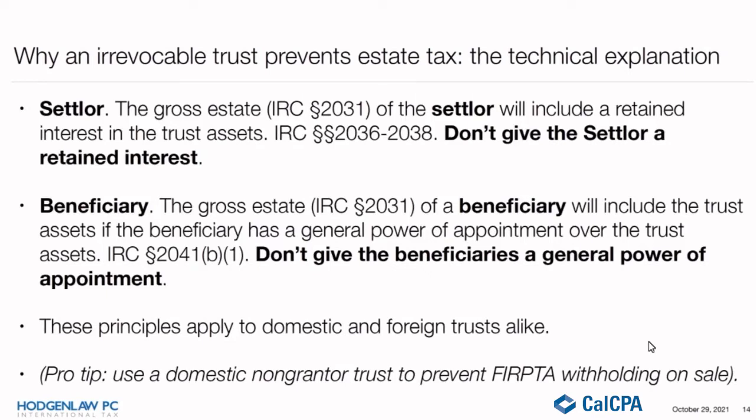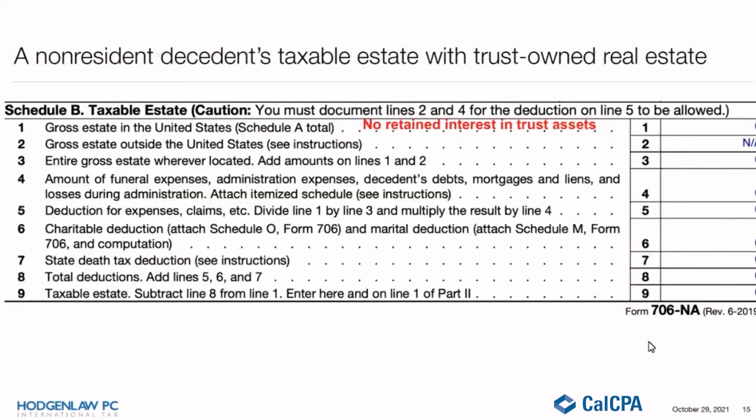Now, let's move on to the second one, why a foreign corporation prevents estate tax. So the foreign corporation is going to be a firewall against the estate tax being imposed on the estate of a non-resident alien decedent for a very simple reason. You ask yourself, when the little stick figure at the top dies, what did the little stick figure own as a decedent? Well, the answer is this little stick figure owned shares of a foreign corporation.